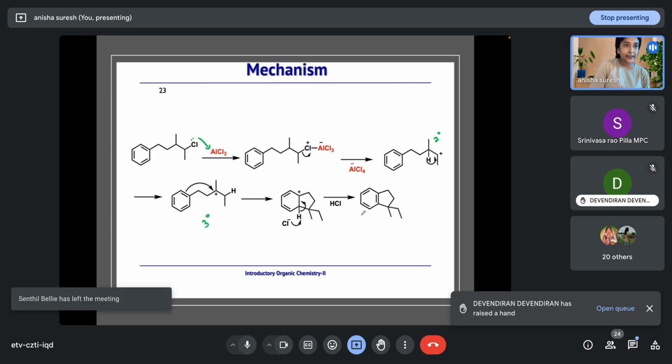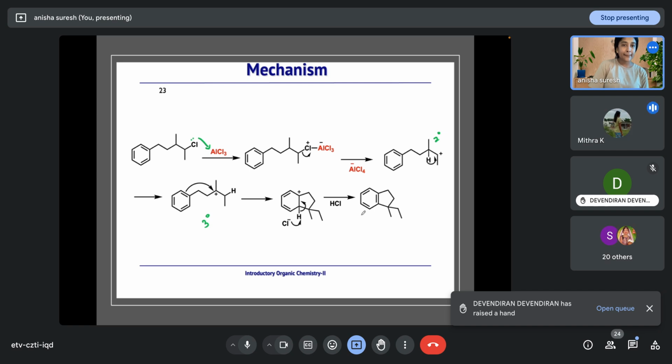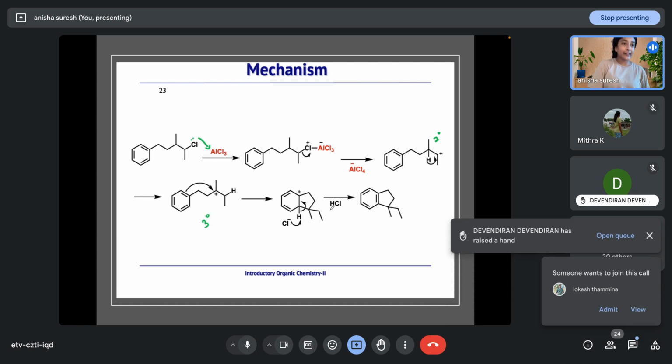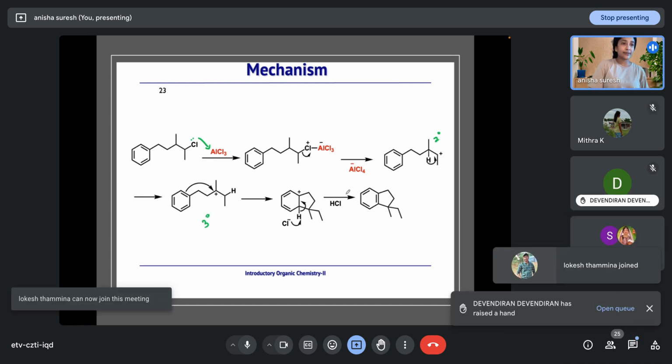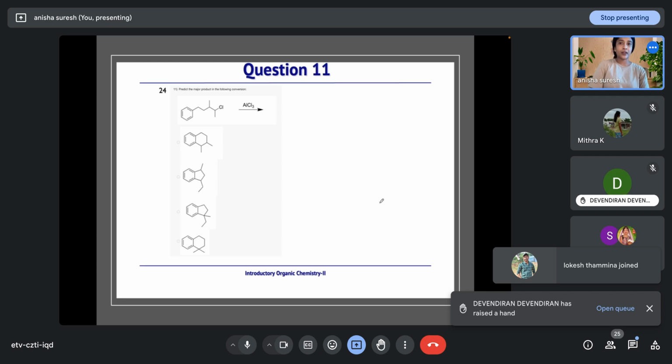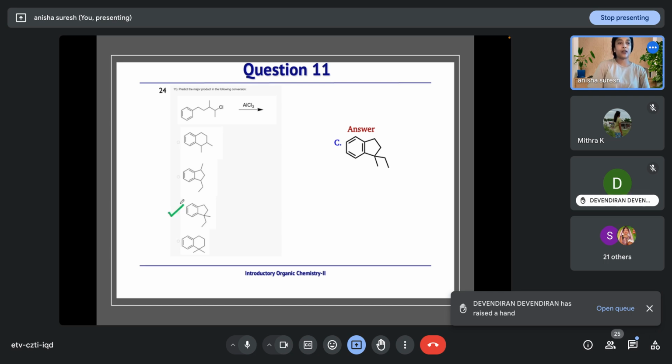Is the mechanism clear? Yes, ma'am. Okay. So the formation of the tertiary carbocation is the driving force for giving this product. So the right answer is option C.